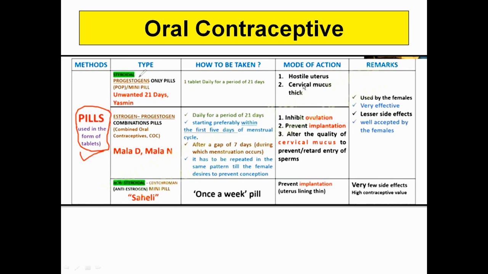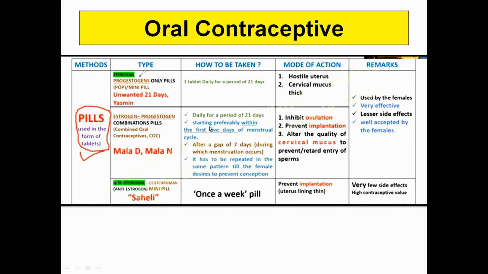Next is the mode of action. They make the uterus hostile and thicken the mucus, forming a plug itself, which ultimately stops the entry of the sperm inside the uterus. Next is the estrogen-progesterone combination pill. These are combined oral pills because they have a combination of steroidal hormones, so they are referred to as combined oral contraceptives. The available forms are Mala D and Mala N, advertised by the Government of India.